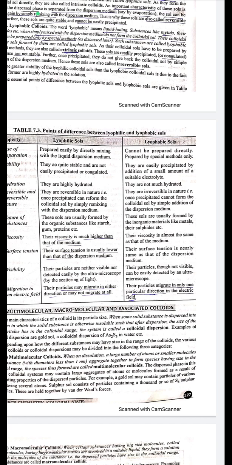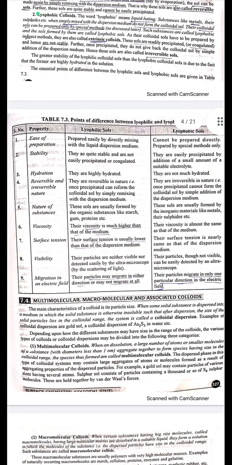Their viscosity is almost the same as that of the medium. Their surface tension is nearly the same as that of the dispersion medium. Their particles, though not visible, can be easily detected by an ultramicroscope. Their particles migrate in only one direction in the electric field.